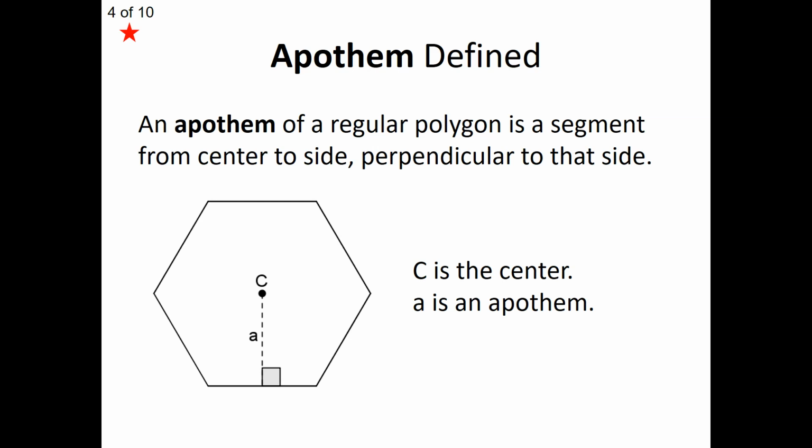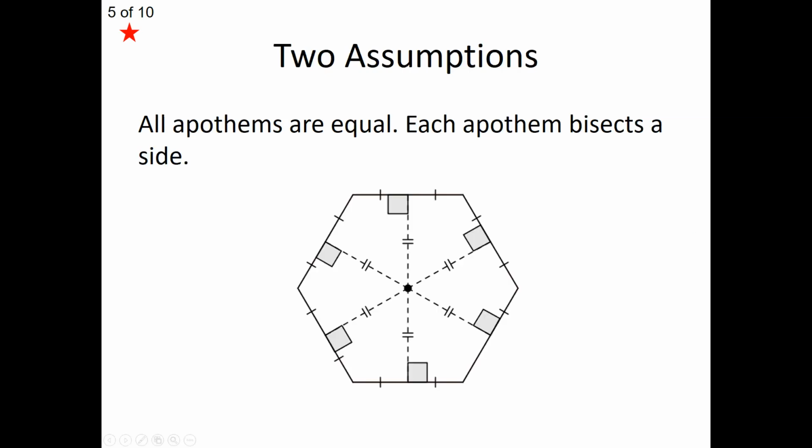Now, before we get to our derivation of the area formula of a regular polygon, we're going to talk about several properties that involve these two new segments, the circumradius and the apothem. Let's start with the apothem properties. There are two assumptions we're going to make about the apothem, which are actually true. The apothem has two properties to it.